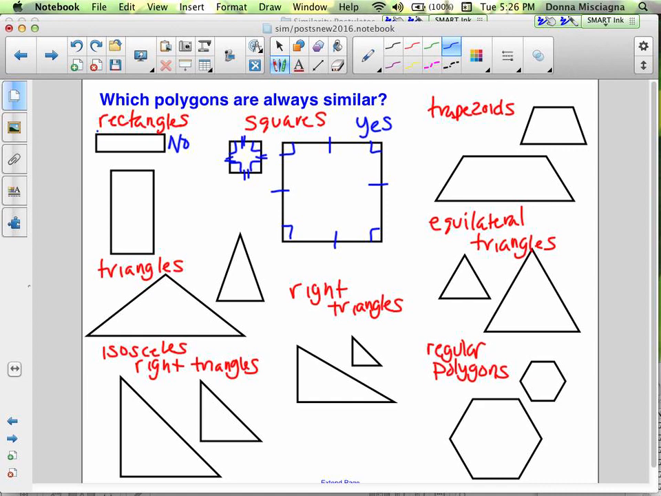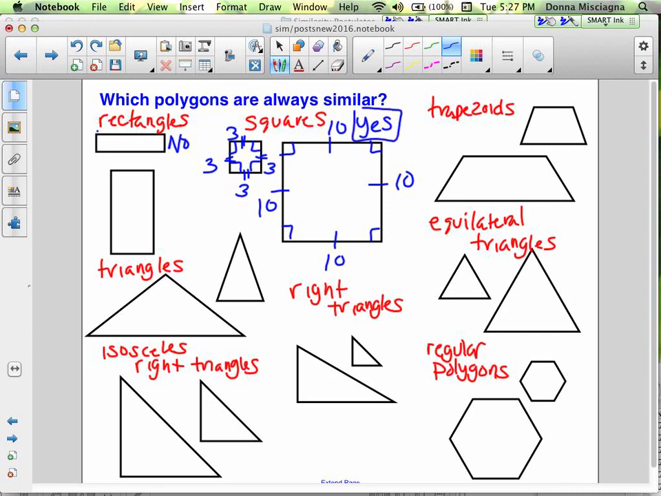So for instance, if this one is 10 and this one is 3, well, all the sides are 10 and all the sides are 3. So the scale factor would be either 3/10 if you're going from larger to smaller, or 10/3 if you're going from the smaller to the larger. Right? So squares are a yes.